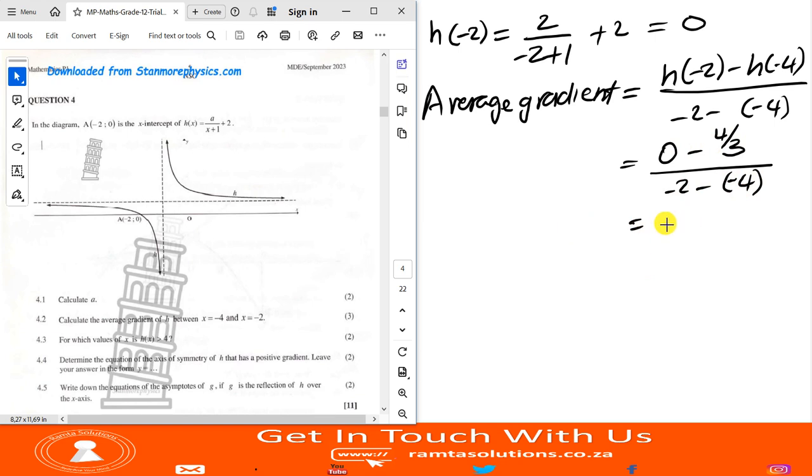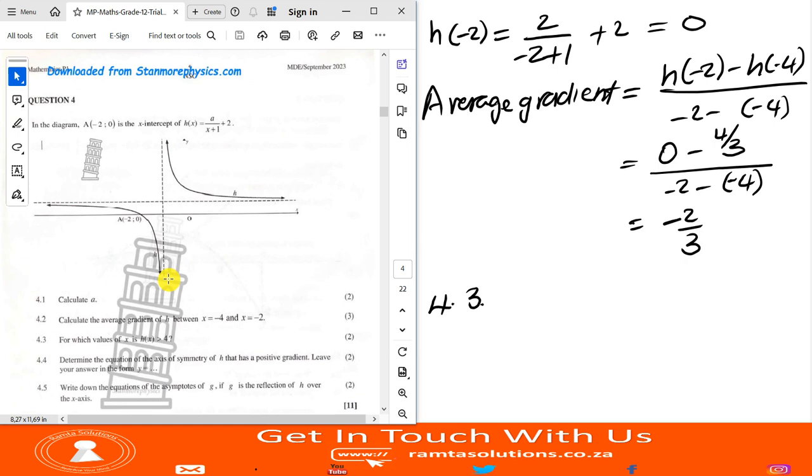It'll be negative 2 over 3. So this is your average gradient. That's how you calculate it. This is no different to your normal gradient that you know. Perfect. 4.3, for which values of x is h of x greater than negative 4?